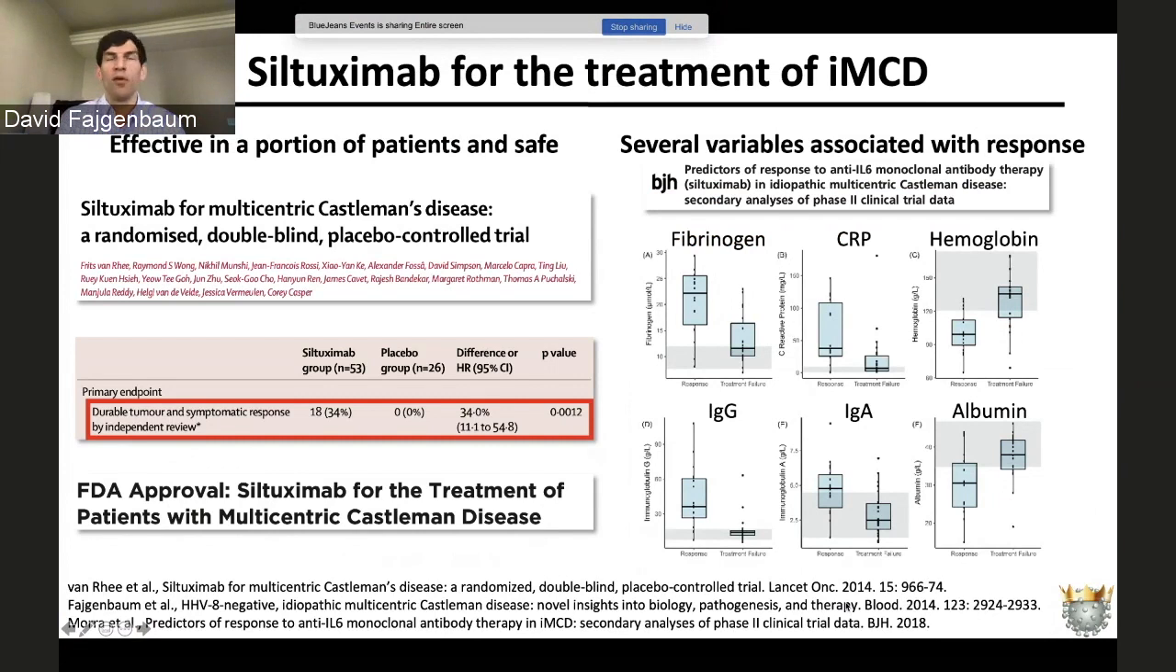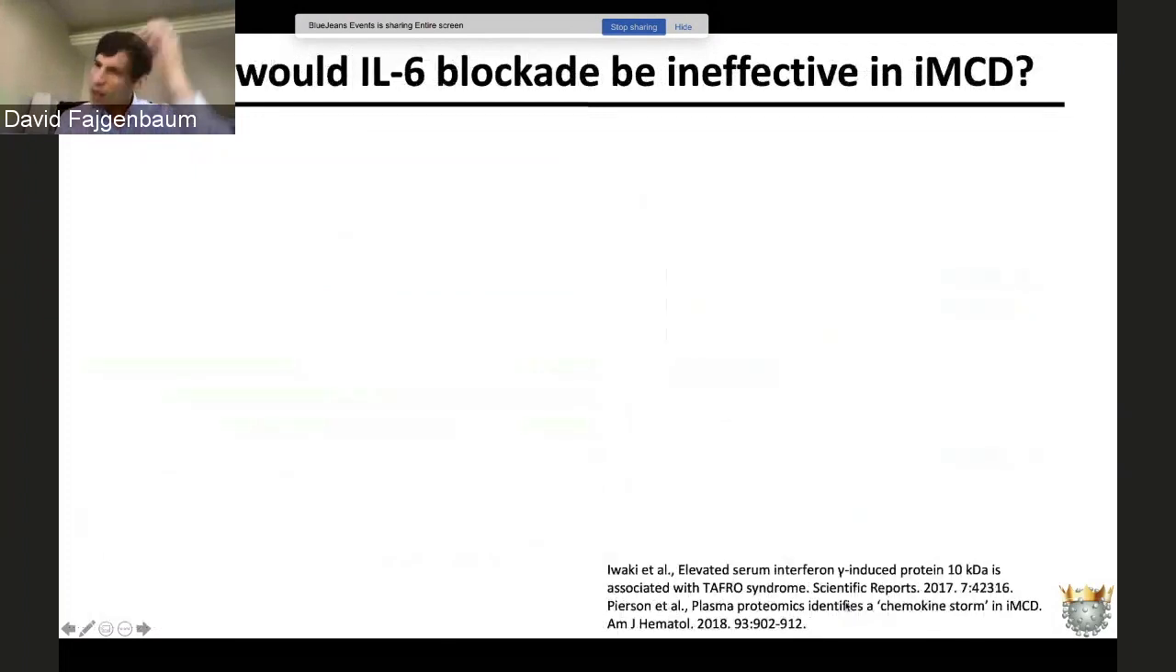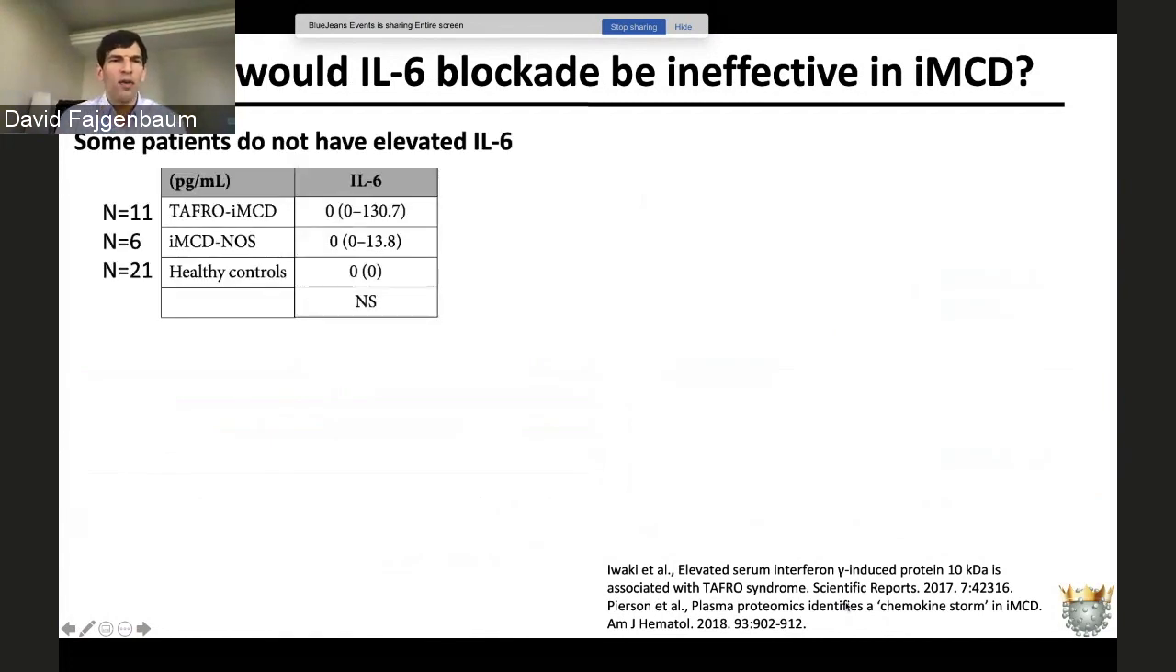And unfortunately, they have not published the control group, but the group of patients who received Siltuximab had what seemed to be a promising response to IL-6 blockade. So why would IL-6 blockade not work in some iMCd patients? Well, work from our lab and others has found that some patients just don't have elevated IL-6.